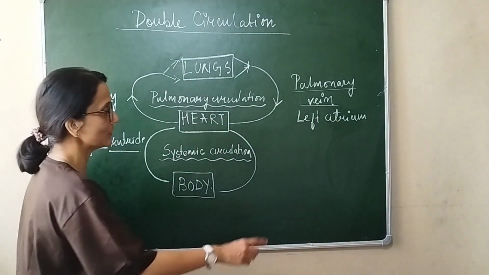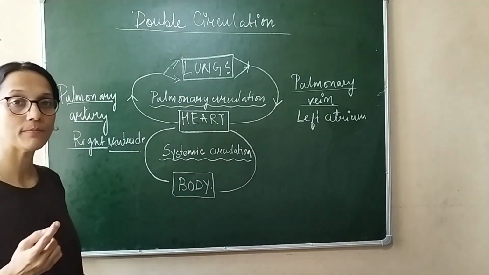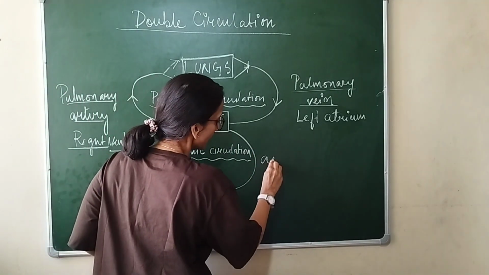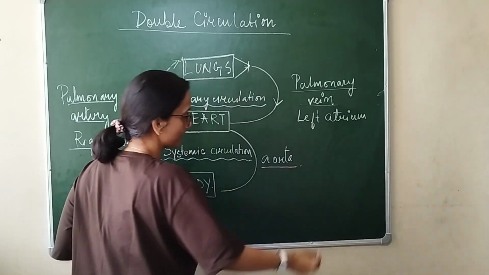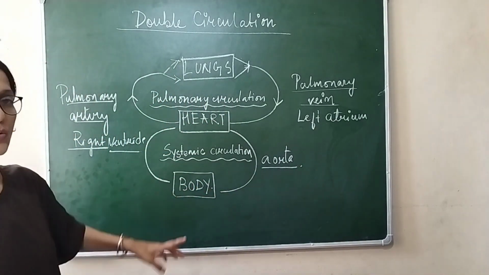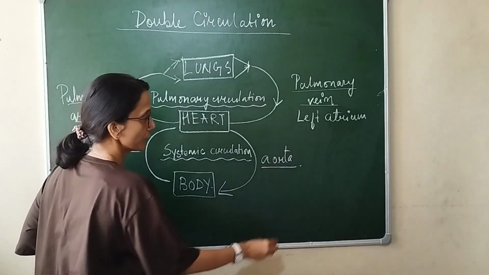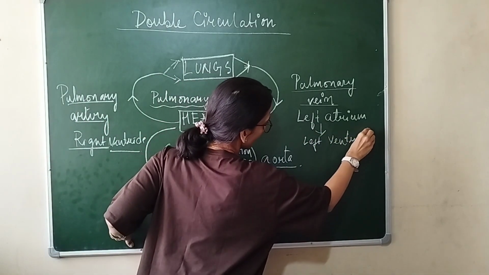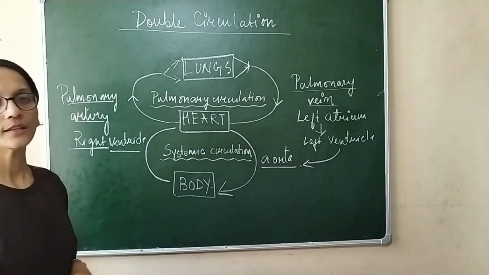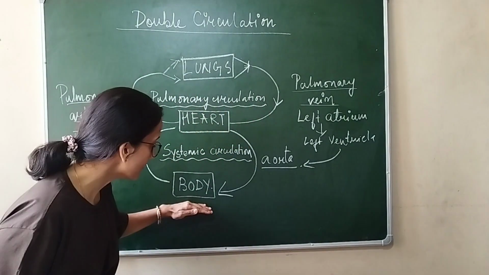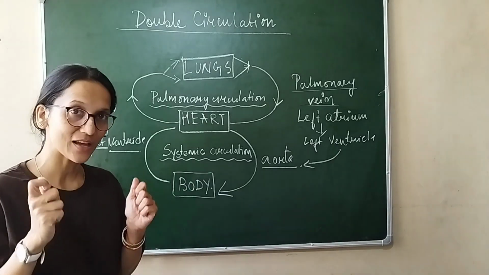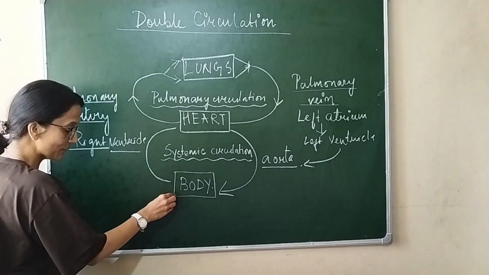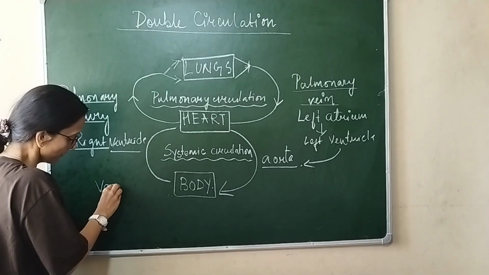In case of systemic circulation, from the left atrium, the blood flows to the left ventricle, and from left ventricle through aorta, which is a very thick bloodline, the blood is sent to every part of the body. So from left atrium to left ventricle, and now through aorta, the blood is going to the body. From the body, the oxygen deficient blood is now collected and is poured back to the heart. But the pipeline which pours it back to the heart is known as vena cava.